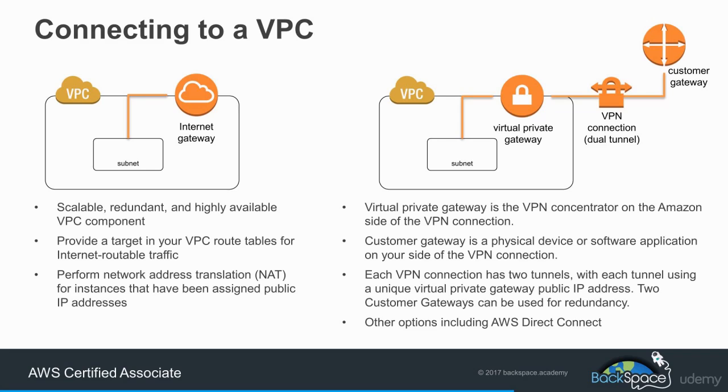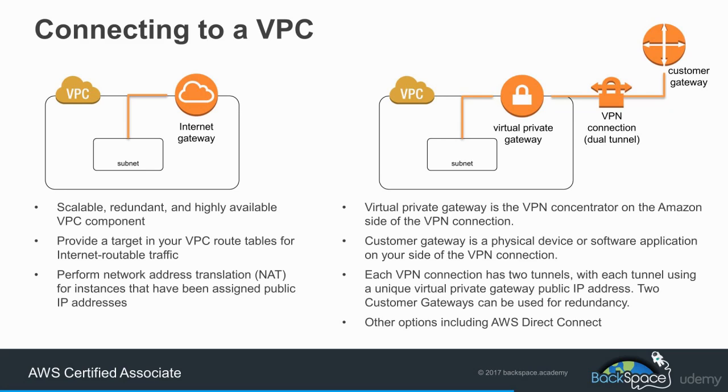And the other way of connecting to a VPC is through a virtual private gateway, so a VPN. That consists of a virtual private gateway, which is the VPN concentrator on the Amazon side of the VPN connection. And it consists of a customer gateway, which is a physical device or software application that is on the customer side of that VPN connection.